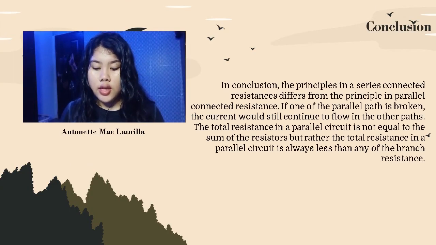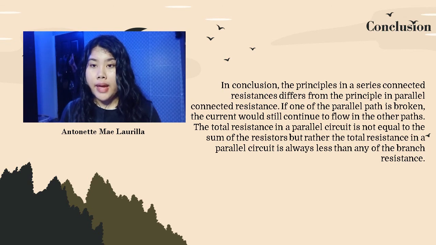In conclusion, the principles in series connected resistances differ from the principles in parallel connected resistance. If one of the parallel paths is broken, the current would still continue to flow in other paths. The total resistance in a parallel circuit is not equal to the sum of the resistors, but rather the total resistance in a parallel circuit is always less than any of the branch resistances.